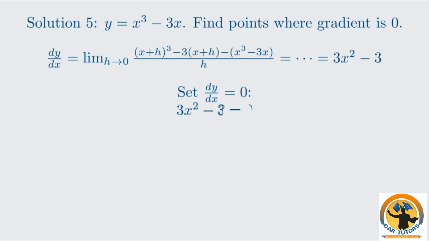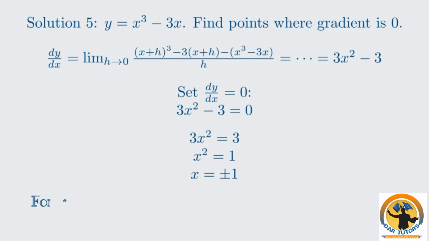We can solve this equation for x. Adding 3 to both sides gives 3x squared equals 3. Dividing by 3 gives x squared equals 1. Taking the square root of both sides, we find x equals positive or negative 1. These are the x-coordinates of the points. To find the full coordinates, we substitute these x values back into the original function, y equals x cubed minus 3x.